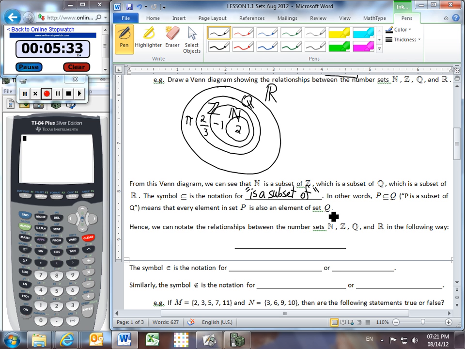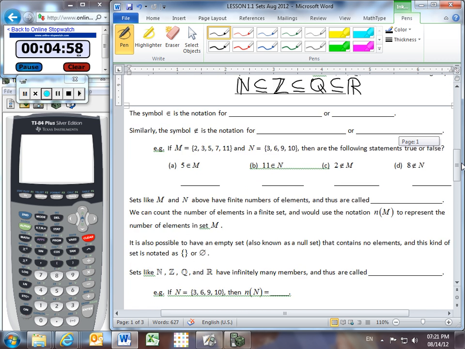So every element in P must be an element of set Q. This means then that we can notate the relationship between the number sets N, Z, Q, and R in the following way. Remember that N is a subset of Z, which is a subset of Q, which is a subset of R. And that's a nice expression that describes the relationship between my 4 number sets as illustrated in the Venn diagram.